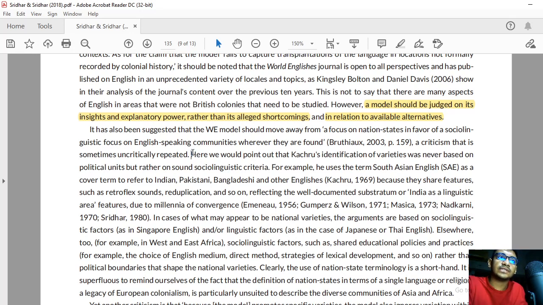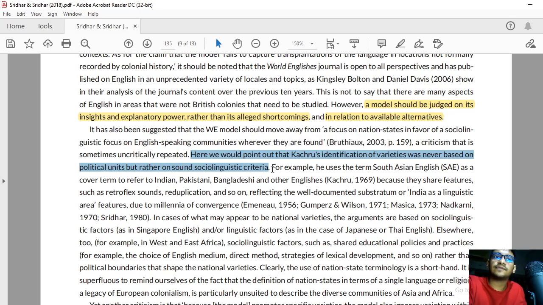Here we would point out that Kachru's identification of varieties was never based on political units but rather on sound sociolinguistic criteria. So actually, when Kachru identified the varieties, he specifically looked at sociolinguistic criteria, not political units. But yes, he considered politics, but the main focus was sociolinguistic criteria.